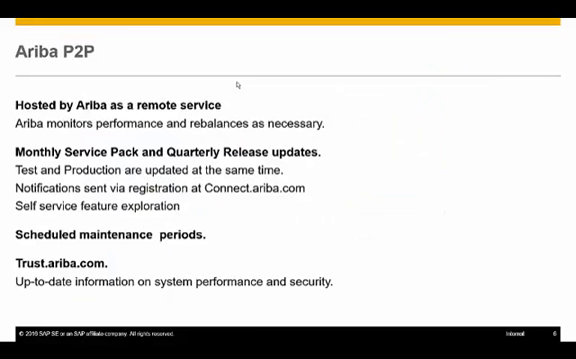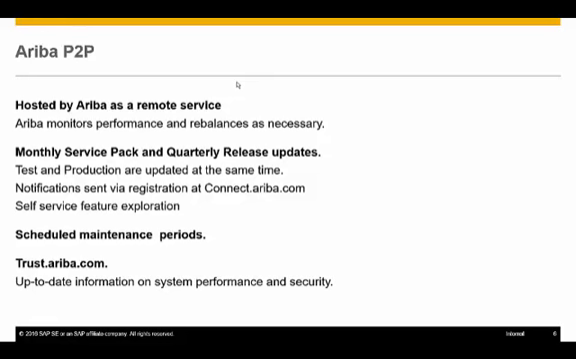So let's move on and try to understand more about what Ariba P2P is and how it works and how the integrations can be achieved. So Ariba P2P is a cloud solution. It is hosted by Ariba as a remote service, and we at Ariba take care of monitoring its performance, and we will rebalance the load as and when necessary. We also have monthly service packs and quarterly release updates.